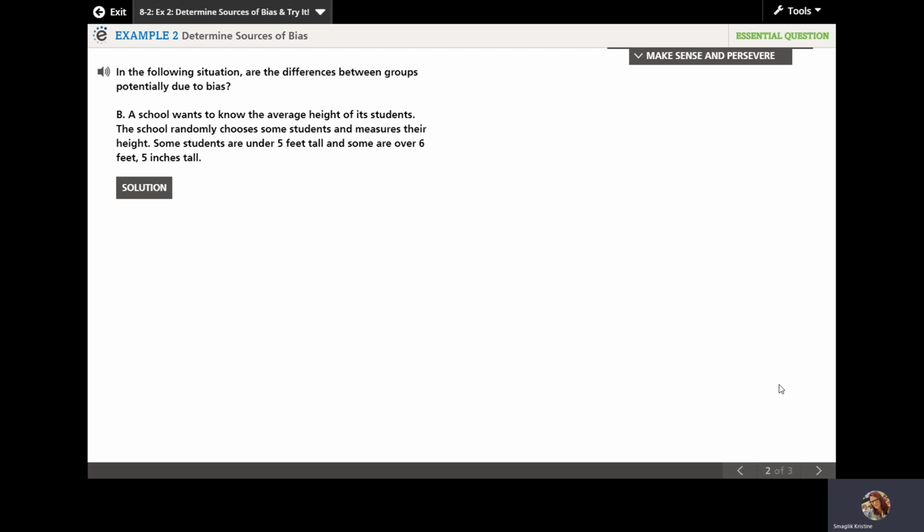So in the following situation, are the differences between groups potentially due to bias? A school wants to know the average height of its students. The school randomly chooses some students and measures their height. Some students are under 5 feet tall and some are over 5 feet 5 inches tall. So again, maybe pause, think on this a little bit, and come on back.